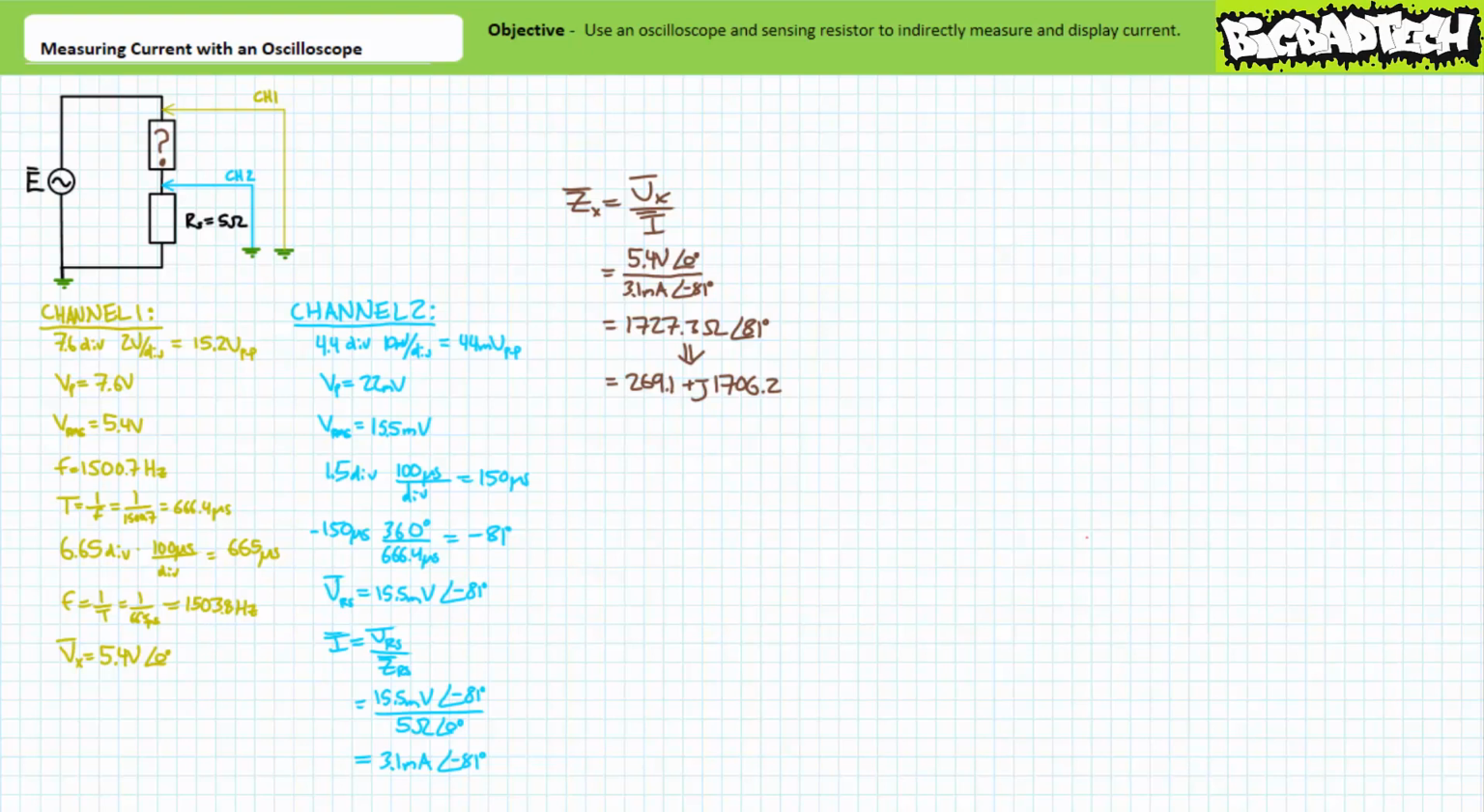equivalent to 269.1 plus J 1706.2 using rectangular format. Given the real portion is the resistive element and the imaginary component is the reactive inductive portion, we need to determine the components that would satisfy this condition at the given frequency. A 269.1 ohm resistor would satisfy the real component condition. Solving for the element satisfying the imaginary component condition necessitates a bit more work.